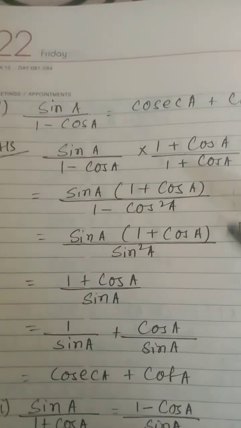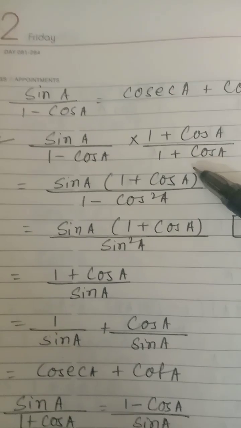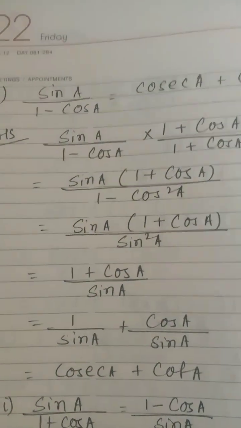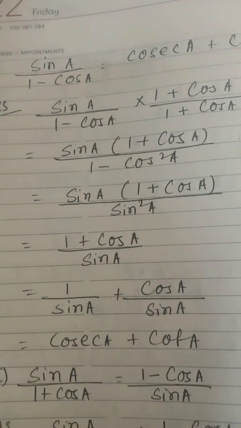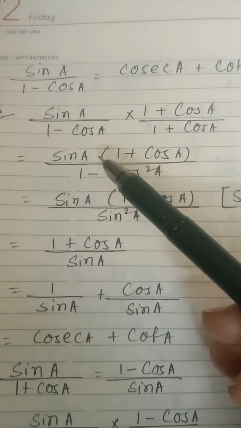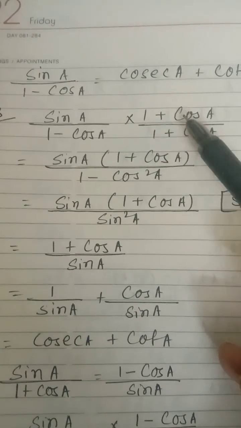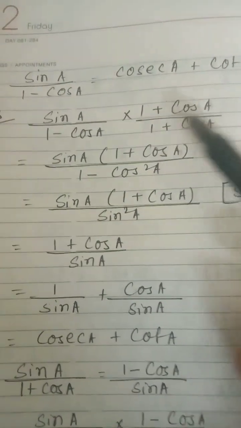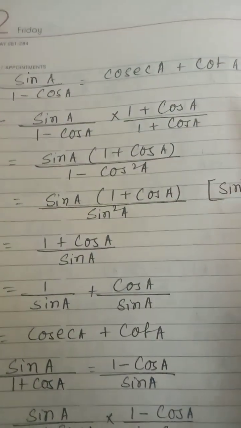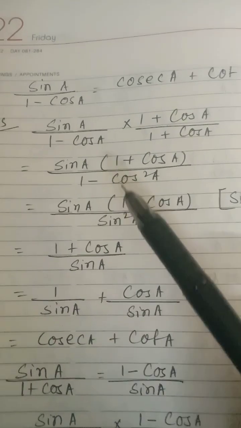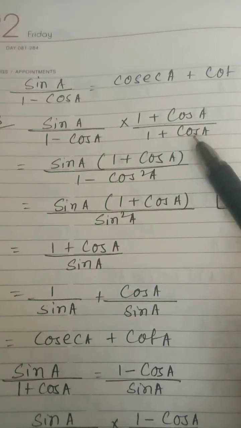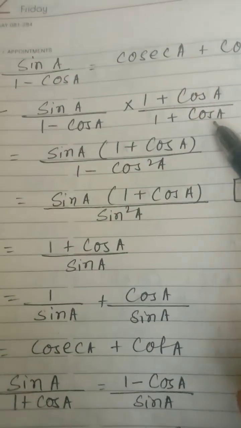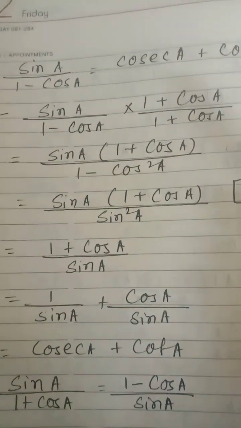Why have we multiplied here by 1 plus cos A into 1 plus cos A? Because sin A by 1 minus cos A, here there is nothing to take reciprocal or LCM of. So that is why we will just multiply the numerator and denominator with the denominator's opposite sign. Sometimes with the same sign also, it depends on what is the required thing. So here 1 plus cos A by 1 plus cos A. Now sin A into 1 plus cos A, and here 1 minus cos A into 1 plus cos A means 1 minus cos square A.